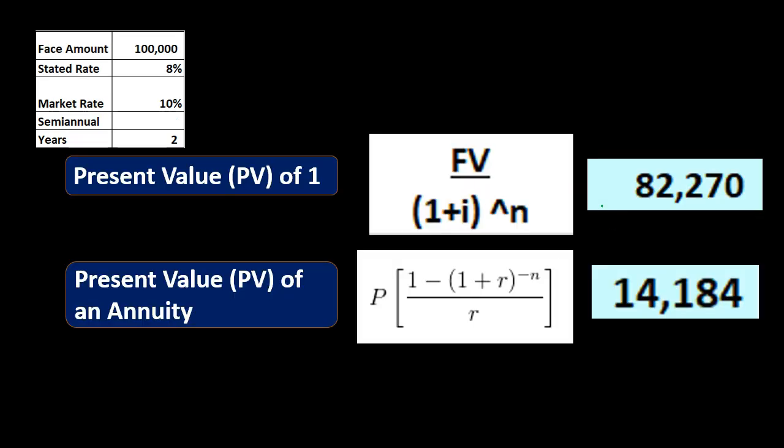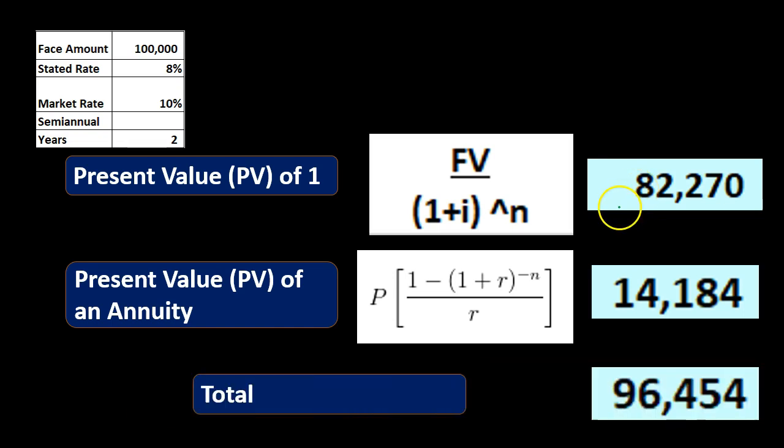So if we add those up, then we're going to pay back 100,000 at the end of the time period. That's worth 82,270 today. And then we're going to pay 4,000 4 times, every 6 months for 2 years. That has a current present value of 14,184, for a total of 96,454.